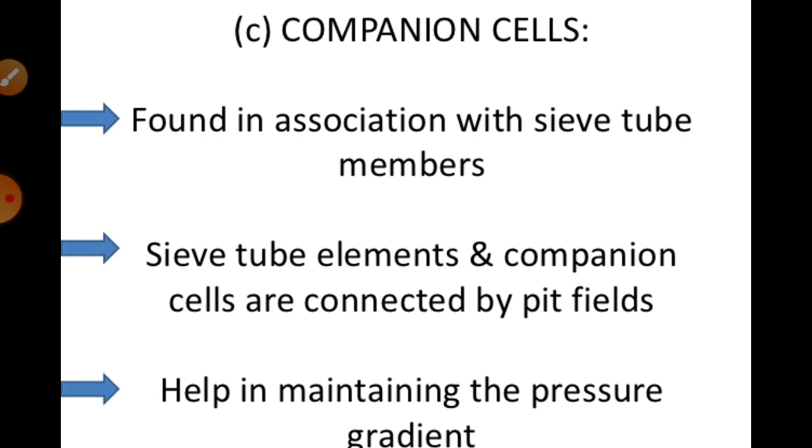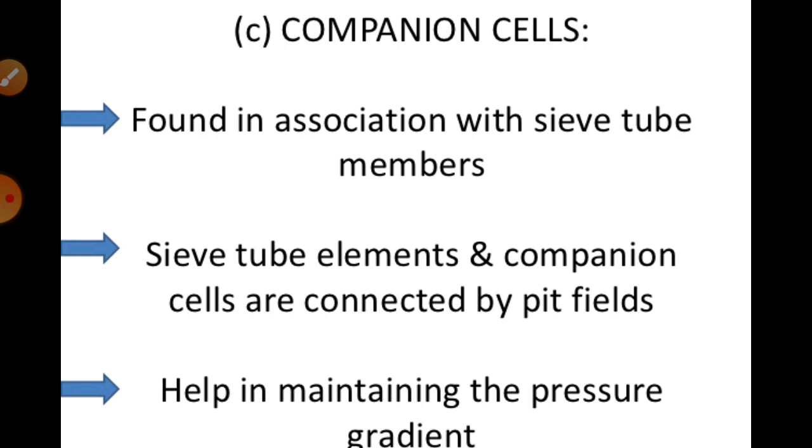As well as we can say the companion cells are absent in the phloem of the pteridophytes and gymnosperms. Generally you must know the companion cells are absent in the phloem of the pteridophytes and the gymnosperms. As I have already told you, sieve cells are present in the pteridophytes and gymnosperms. So in these plants the companion cells are absent, and they have albuminous cells which contain food materials.